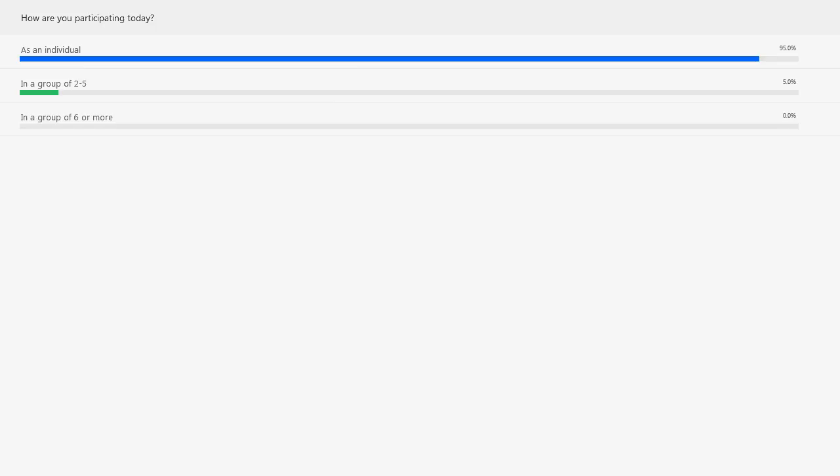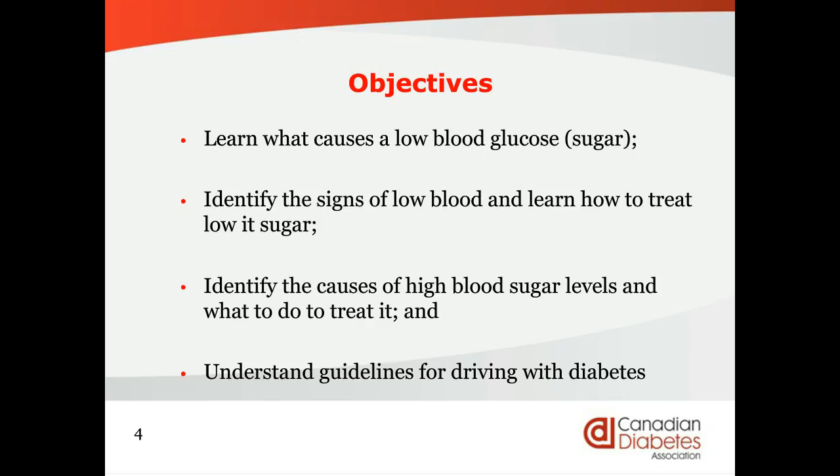Great. So let's get started with our objectives. First of all, thank you very much. It's a pleasure for me to be speaking with you this evening. Let's review what I'm going to be speaking about. I'm going to talk about causes of low blood glucose, to identify the signs and symptoms of and concerns about low blood glucose, to identify the causes of high blood sugar levels, and to understand the guidelines for driving with diabetes.